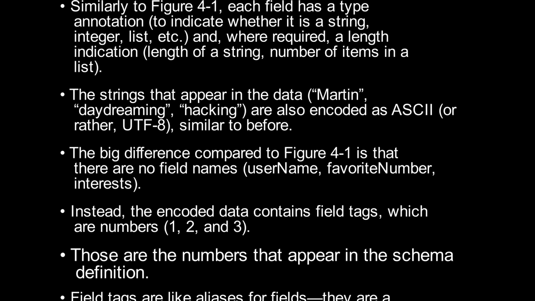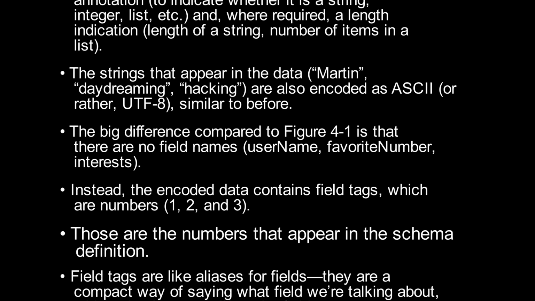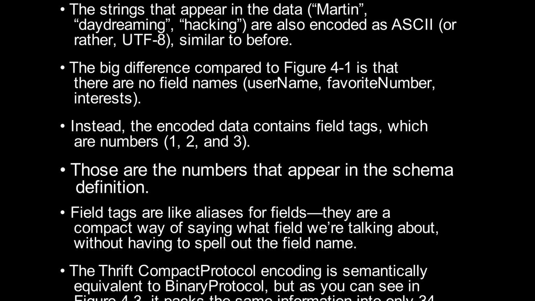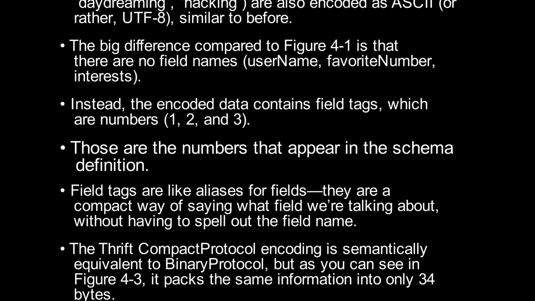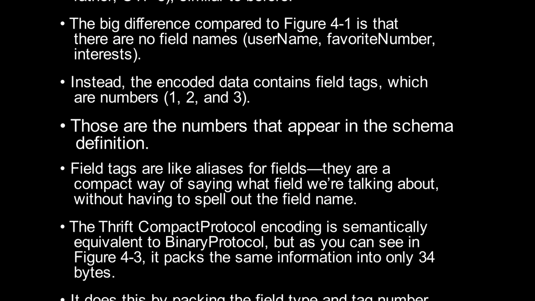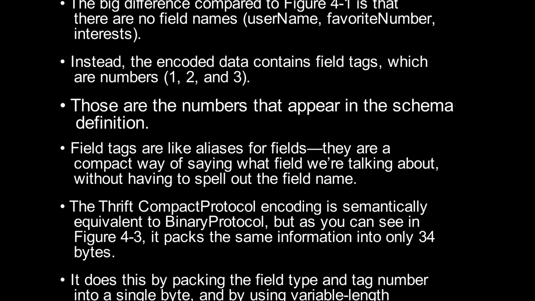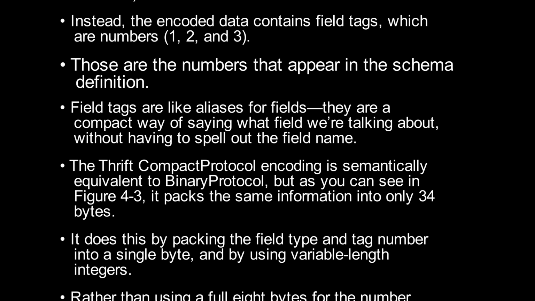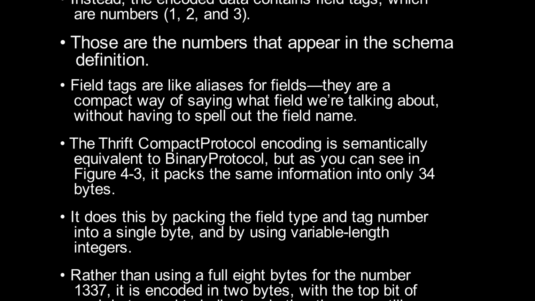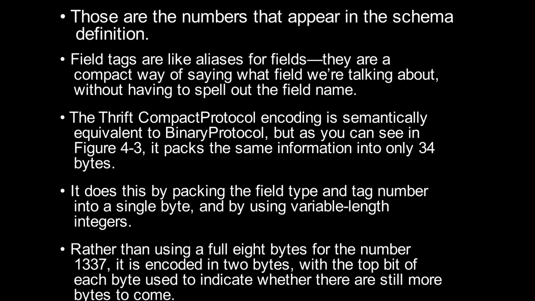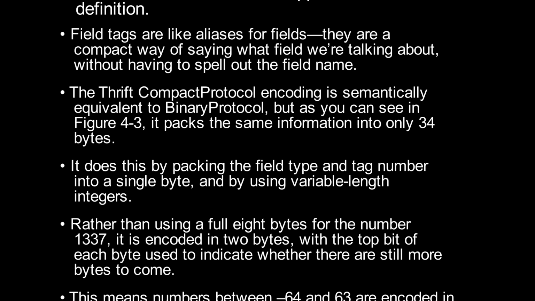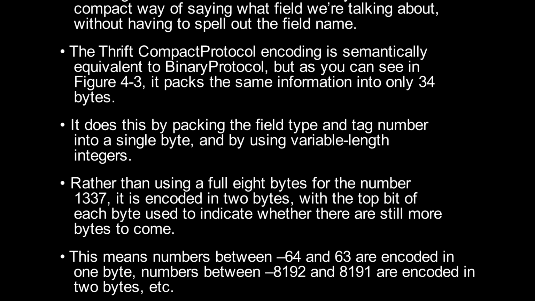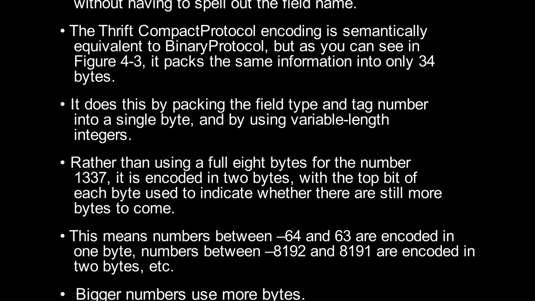Instead, the encoded data contains field tags, which are numbers 1, 2, and 3. Those are the numbers that appear in the schema definition. Field tags are like aliases for fields. They are a compact way of saying what field we're talking about, without having to spell out the field name. The Thrift CompactProtocol encoding is semantically equivalent to BinaryProtocol, but as you can see in Figure 4-3, it packs the same information into only 34 bytes. It does this by packing the field type and tag number into a single byte, and by using variable-length integers. Rather than using a full 8 bytes for the number 1337, it is encoded in 2 bytes, with the top bit of each byte used to indicate whether there are still more bytes to come.